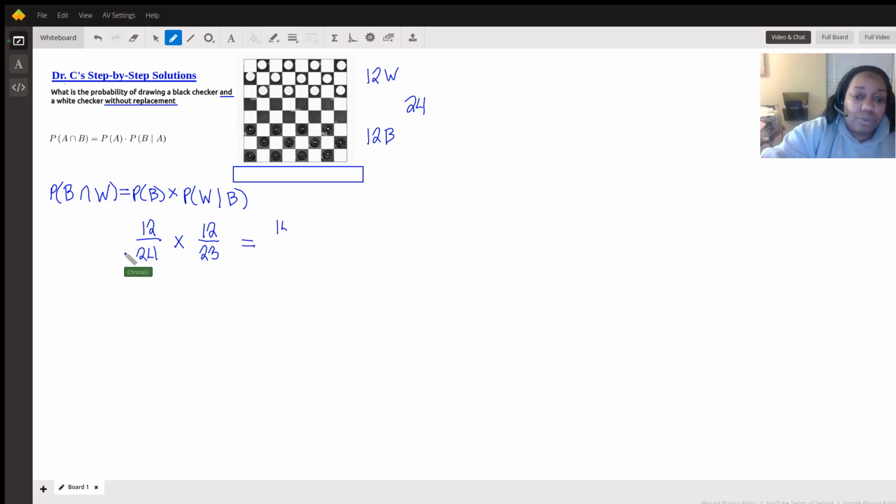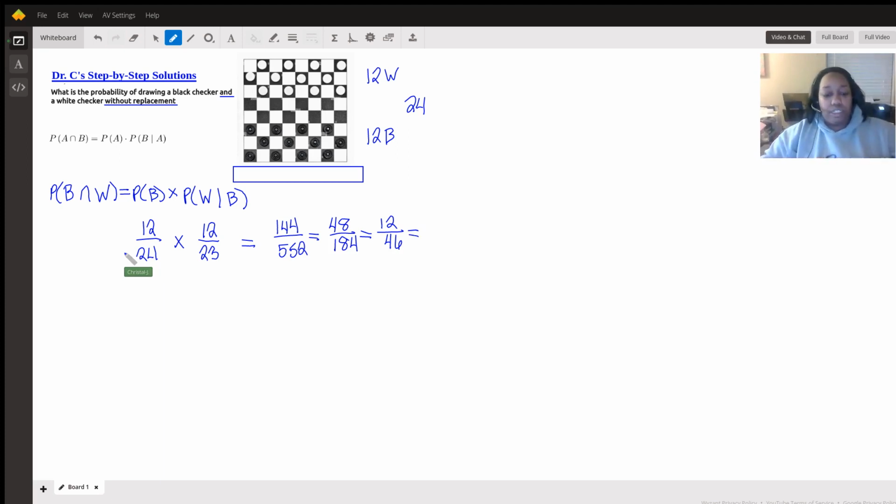So 12 times 12 is 144. And then 24 times 23 is 552. So you can more than likely reduce this a little bit further. We're gonna go by threes first. And this gives us 48 divided by 184. And then if we go one more time and we divide these by four, and this is just us finding common numbers. So 48 divided by four is 12. 184 divided by four is 46.